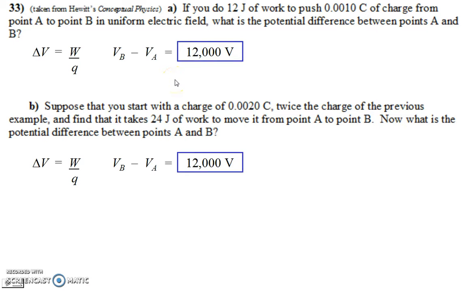We're again doing delta V equals work over charge, so it's the potential difference between B and A, and we get the 12,000 volts again. Great. Of course, hopefully you notice something very interesting. What happened here? We got the exact same potential difference, even though it's a different situation.